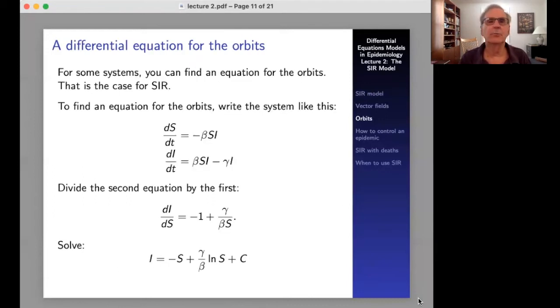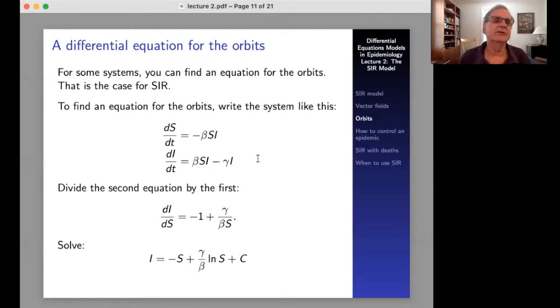Let's go back to the orbits. Those are curves in SI space. For some planar systems, you can actually find an equation for the orbits, not always, but sometimes. That is the case for the SIR system. So here's how you can try to do it for any planar system. Write the system not with the S dot notation, but with ds dt and di dt.